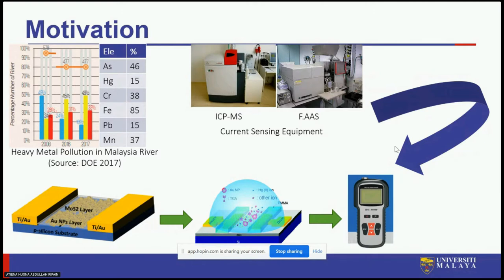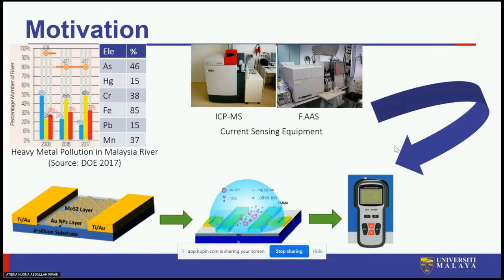So what we want to have in future is a portable and reliable 2D material-based sensor. However, to connect the 3D world with 2D materials, it requires an excellent communication link, which is a contact that provides remarkable electrical properties. So this sensing equipment that I learned in my internship is to sense heavy metal ions.